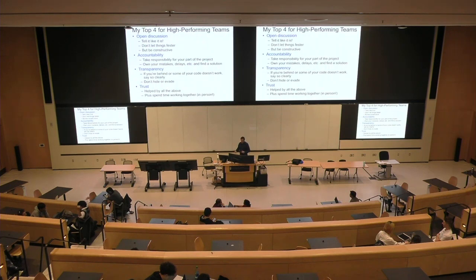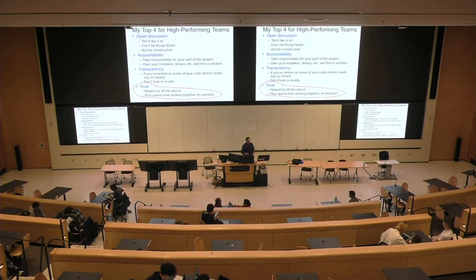And trust is kind of an outcome of this. Okay, so all high-performance teams, in my experience at least, they have a high degree of trust, but they don't have a high degree of trust because they all come in and say, we need to have trust. Trust is built. It's built by working together, it's built by open discussion, by being accountable and transparent. These are the things that lead to a high trust, which just makes everything more efficient.